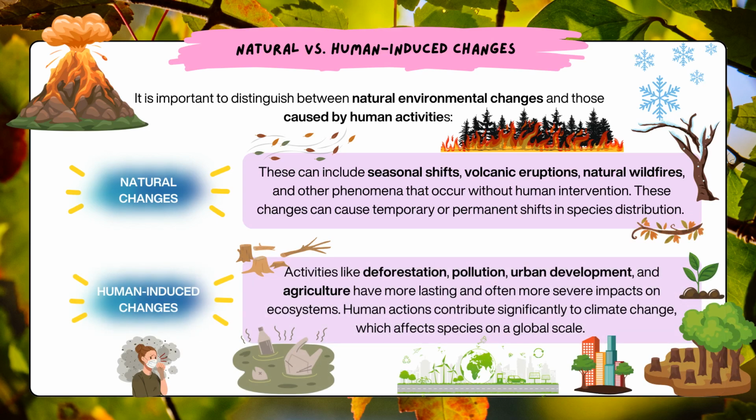Human-induced changes, which include activities like deforestation, pollution, urban development, and agriculture, have more lasting and often more severe impacts on ecosystems. Human actions contribute significantly to climate change, which affects species on a global scale. Let's look at some real-world examples to understand the impact of these changes.